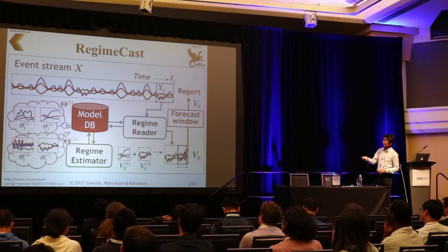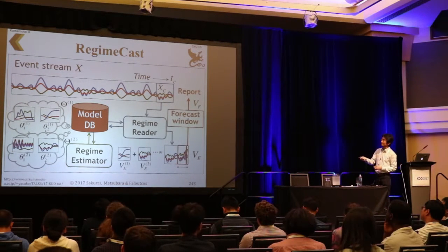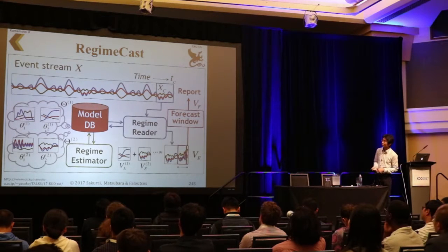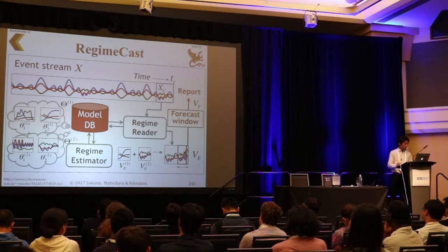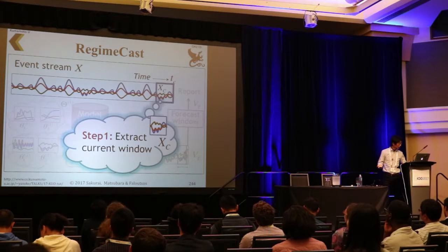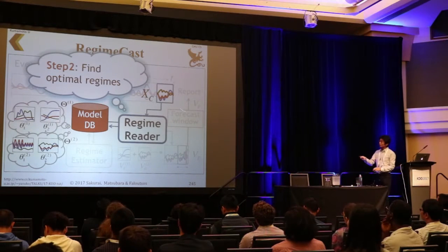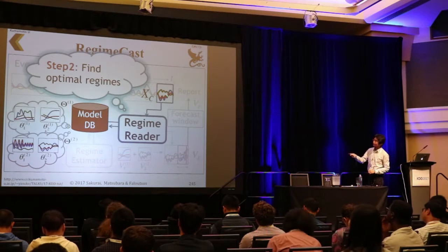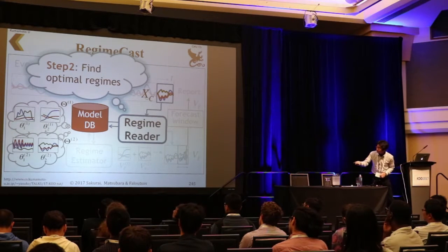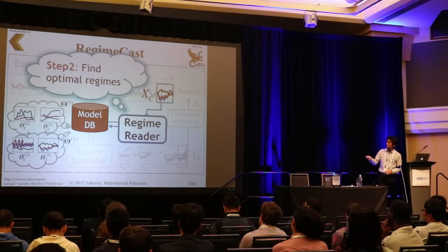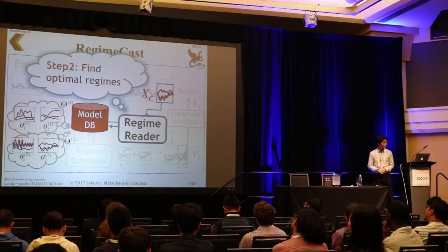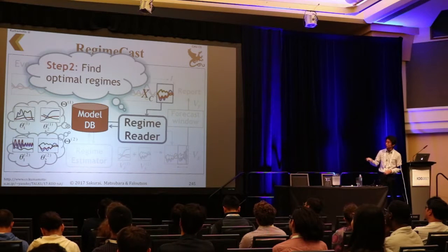So we estimate the model for each different pattern, estimate the parameters, and store them in the model database. At first, we extract the current window. For example, this subsequence is very similar to this model. So to forecast the future data, we use this model because it fits the current window very well. That's why we use this model for forecasting.